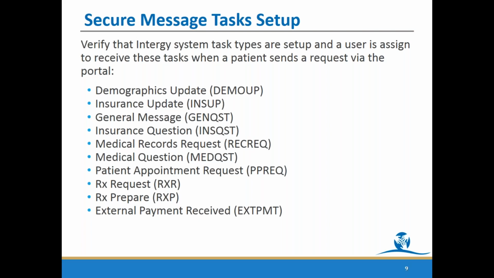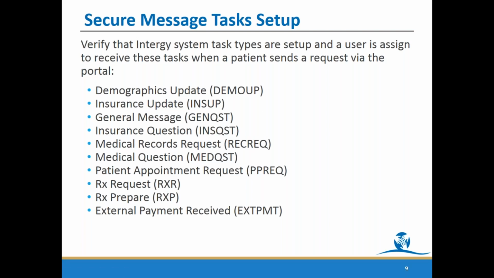get a task letting you know that the patient updated their address, their phone number, whatever it could be. The user can also update their insurance information. Once they do that on the portal, you will get an insurance task. You will have to update that information, approve it, and then the patient will be able to see that update in their portal.